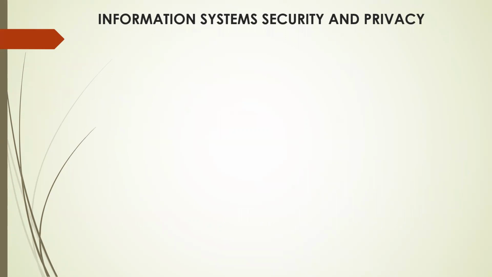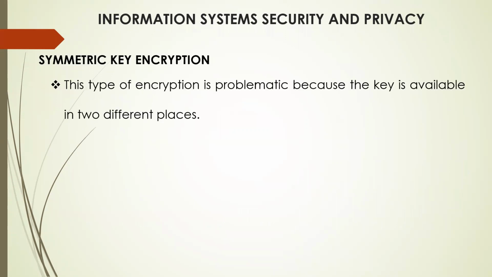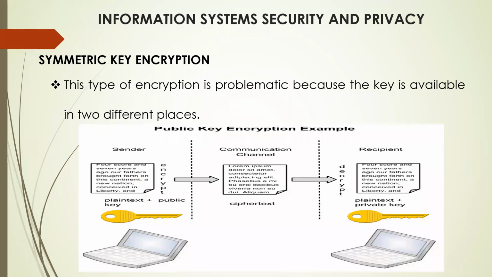When we say symmetric key encryption, this type of encryption is problematic because the key is available in two different places. Here is the figure of a public key encryption example. The sender has the plain text and the public key, and the communication channel goes to the recipient or destination. An alternative to symmetric key encryption is public key encryption.